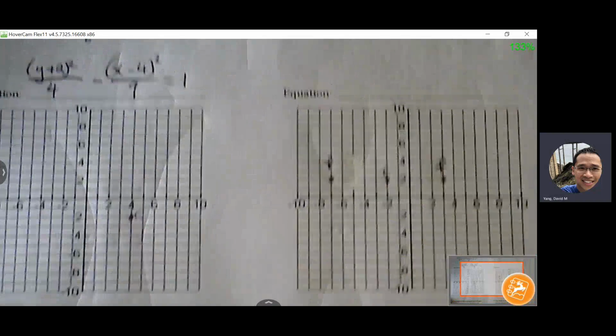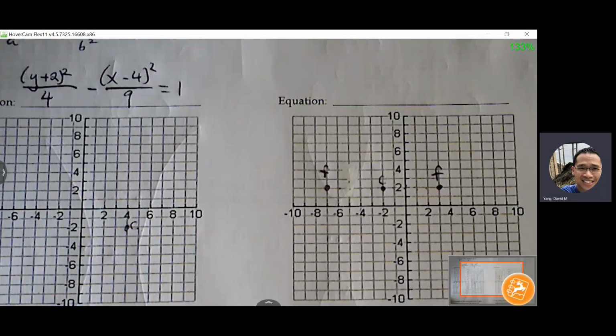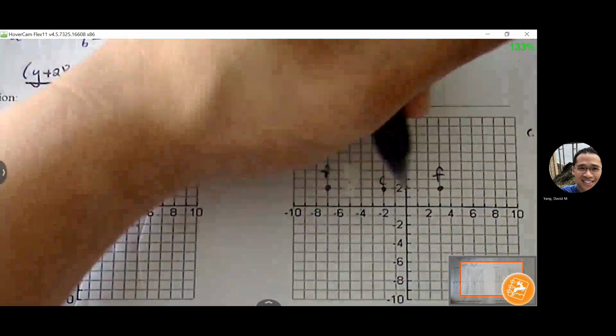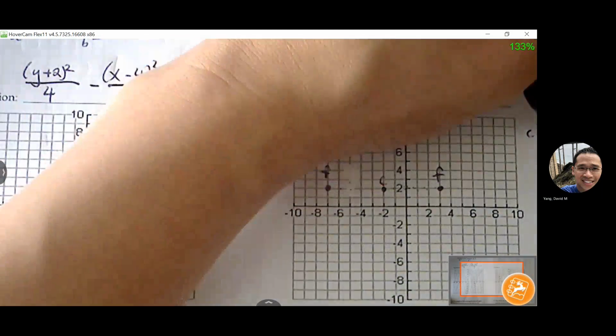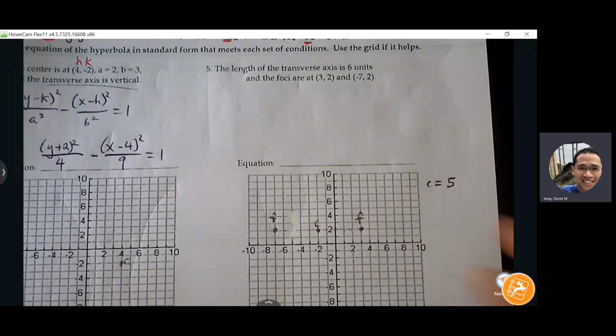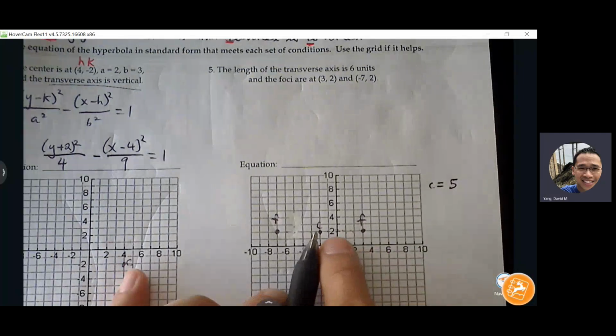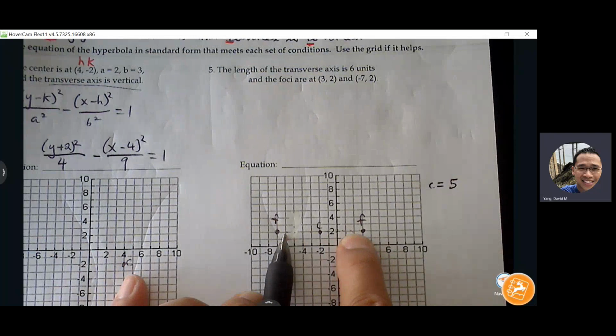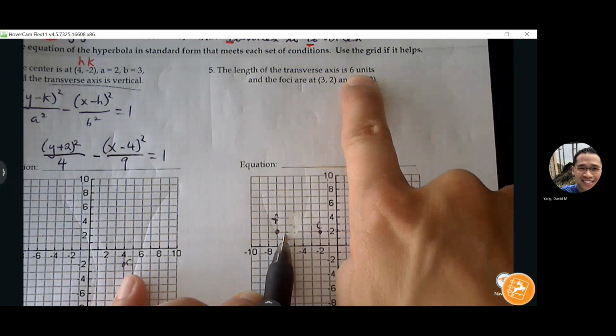So if I know the center and my focus, what information can I get out of that? Right, then we know the distance here is the what? C value. Transverse axis is 6 units, so we know that from vertex to vertex, it'll be 6 units, which means that my a value must be what? 3, yeah.